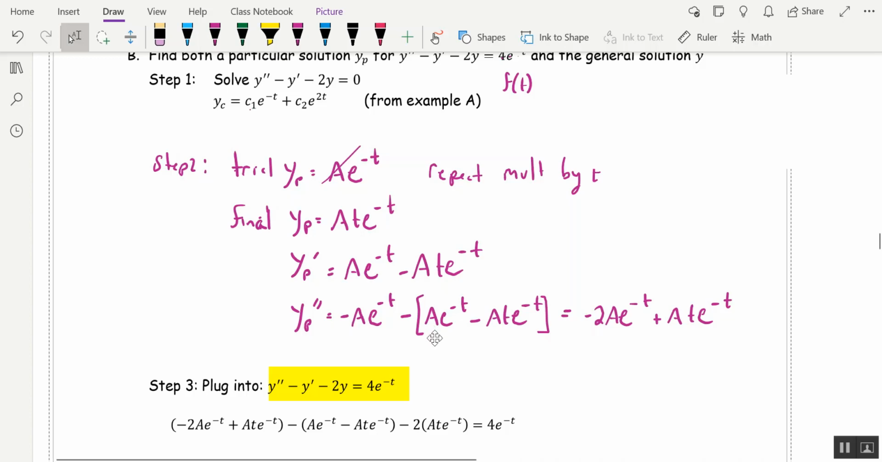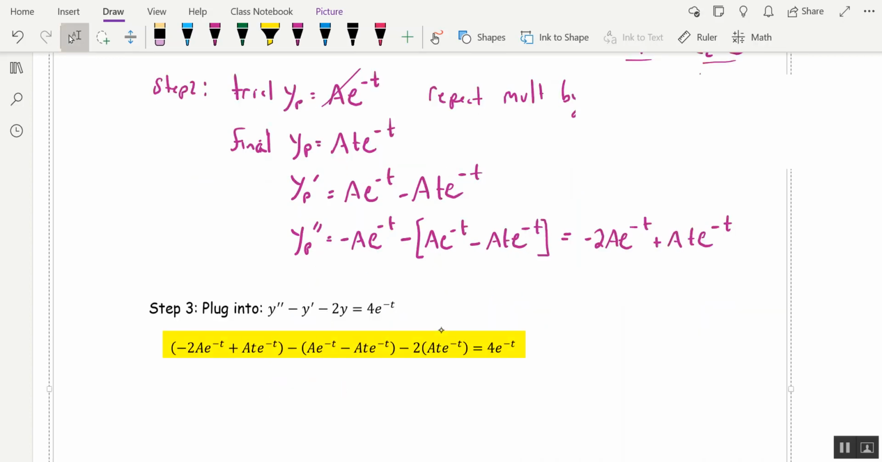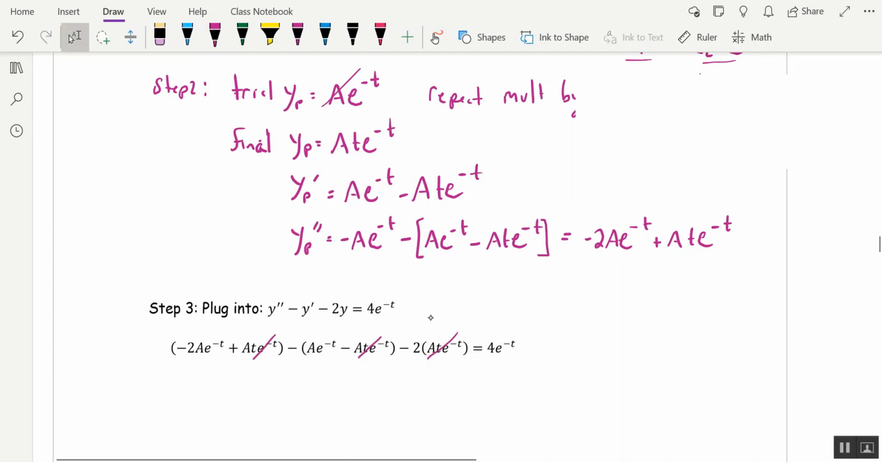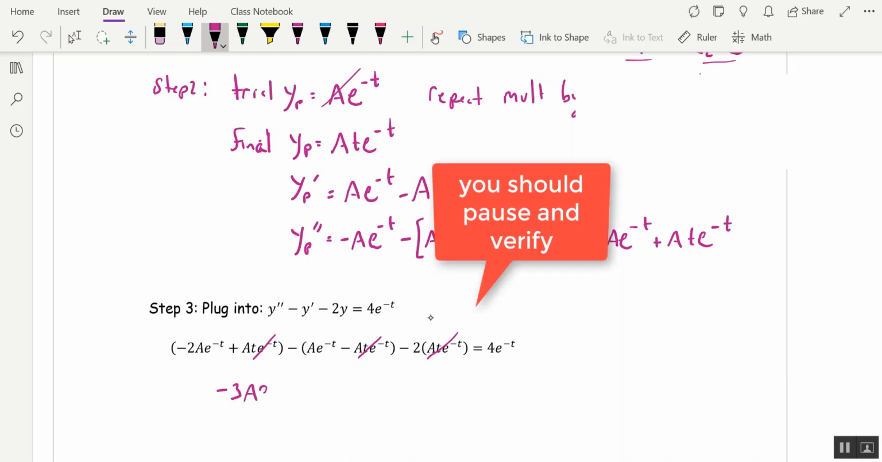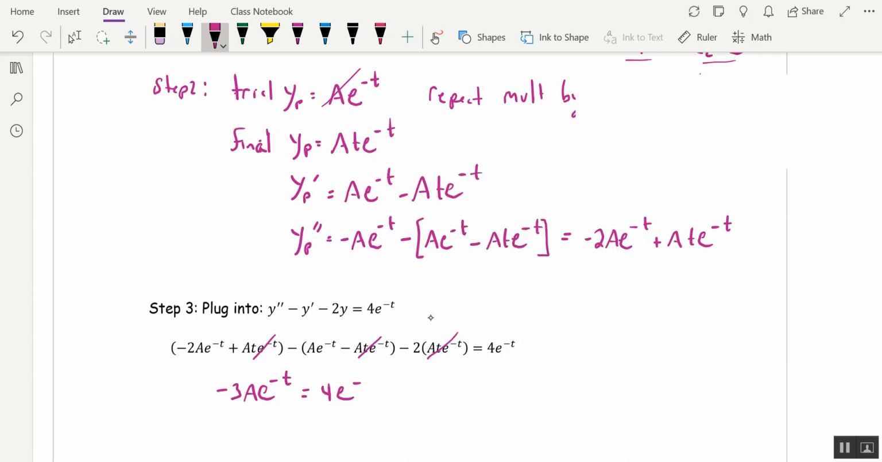Okay, step 3, plug in. And I've done some of this for us. Go to the original differential equation. So I did that. And now what I want to do is combine like terms. So I want to combine the coefficients of e to the -t and t e to the -t. And I'm only going to end up with -3 a e to the -t. So the left-hand side is going to simplify to that, and that's 4 e to the -t.